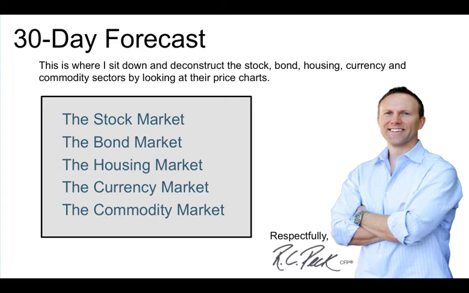This is where I sit down and deconstruct the stock, bond, housing, currency, and commodity sectors by looking at their price charts. As a reminder, the order I'm going to do it is I'm going to first look into those sectors and look at the price charts and just tell you what I'm seeing, both the positive and the negative. And then at the very end of that sector review, I'm going to give you my main takeaways so you can have the one thing to take away from each group. So with that, I want to start with the stock market.